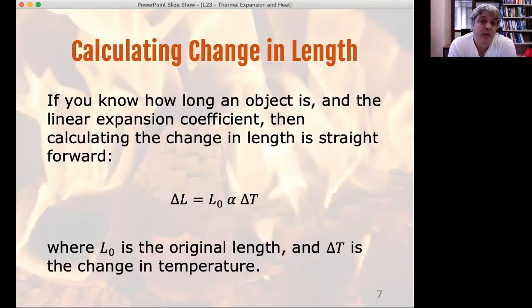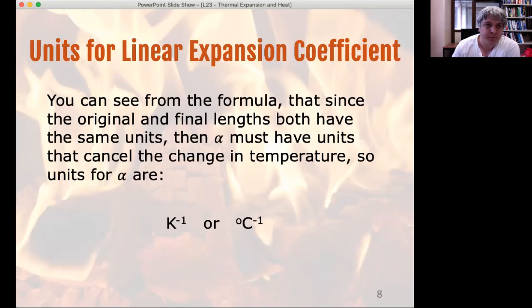So if you know how long an object is and the linear expansion coefficient, then you can get the change in length pretty easily. It is just the original length times that alpha, the linear expansion coefficient, times that change in temperature. That is all that the change in length is. So delta L, remember delta is change in, delta L equals L naught times alpha times delta T.